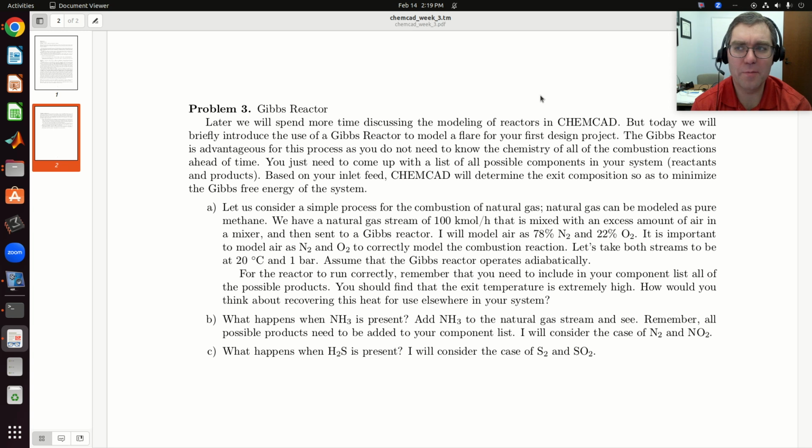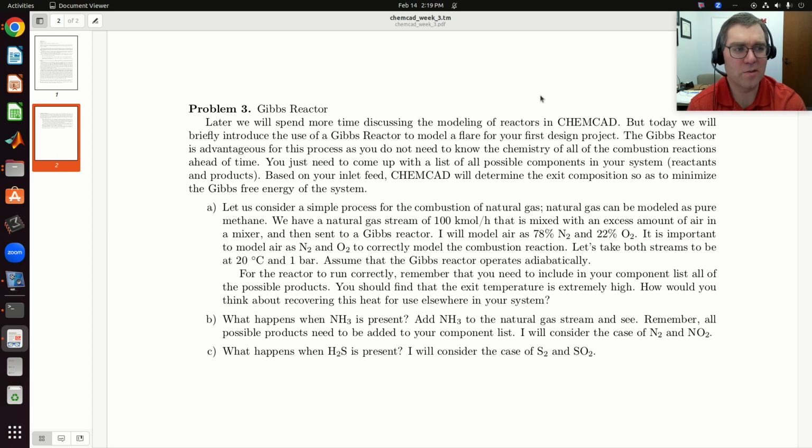And so we'll use a Gibbs reactor to model a flare, right? Because for our design project, for the second design scenario, you're going to be flaring natural gas, and then natural gas with some ammonia and potentially H2S in it. And so we just want to look at setting up our Gibbs reactor. We'll look at the case of combusting natural gas, which we'll model as methane with air. And then we'll look at what happens when we have small amounts of NH3 and H2S in it.